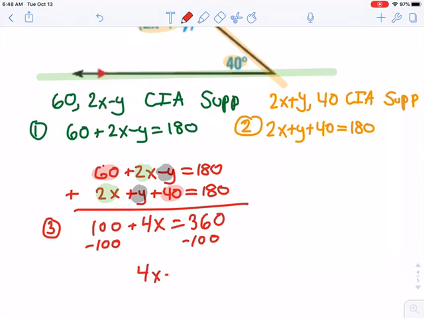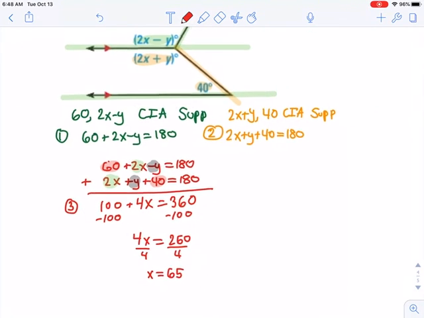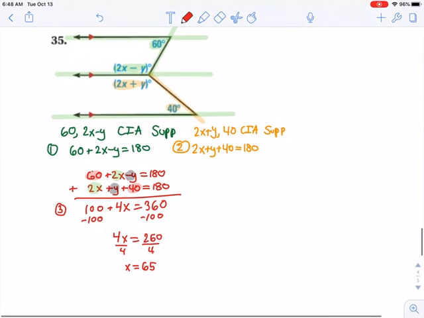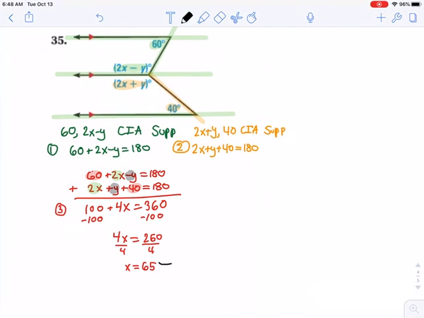I'm going to subtract both sides by 100. I'm going to get 260. 260 divided by 4 is 65. So x equals 65, and then all I got to do to find y is plug it back in. Okay, so I'm going to go over here.